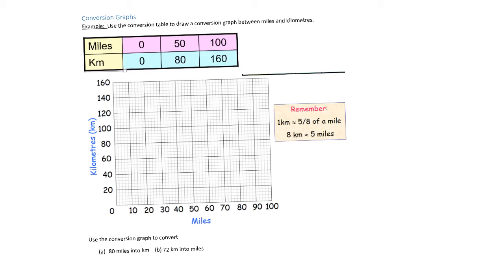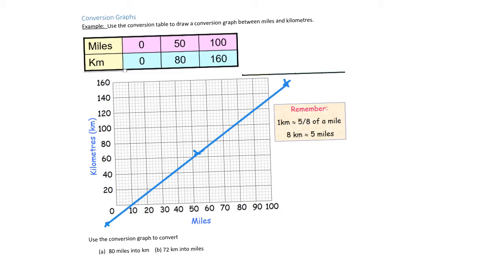So what we can do is plot that on the graph. If we look at the values, 0 kilometres is 0 miles, so we can put that mark there. 50 miles was 80 kilometres. And then 100 miles is 160 kilometres. And then we can get a ruler and join that up. And there's our conversion graph drawn.